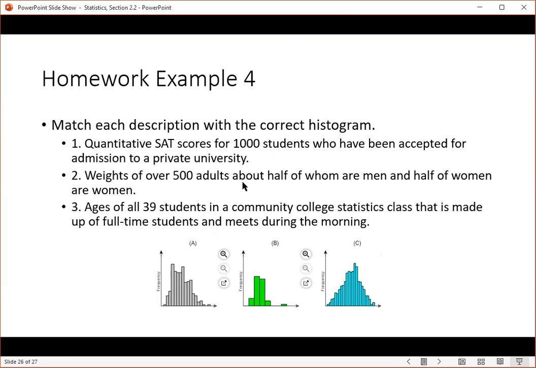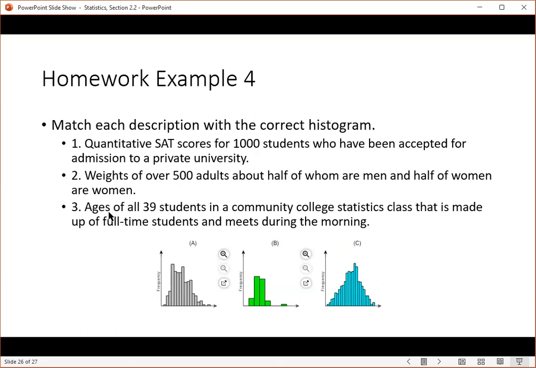So we've got weights of over 500 adults, about half of whom are men and half of whom are women. Okay, so that's two groups. What did we say about two groups? Two groups, you're typically going to have a bimodal distribution. And so which of these is bimodal? It's A. All right, so you've got a peak here on the left and then another peak to the right. And so I think it's kind of obvious because of that bimodal information we discussed previously, that number 2 goes with A.